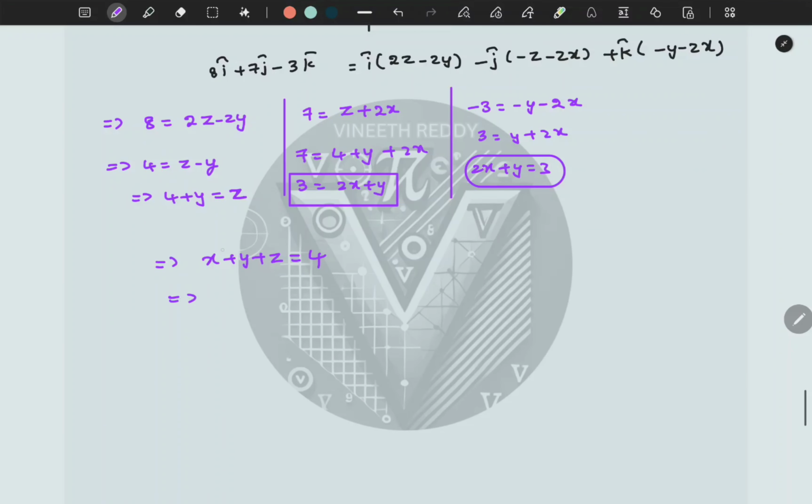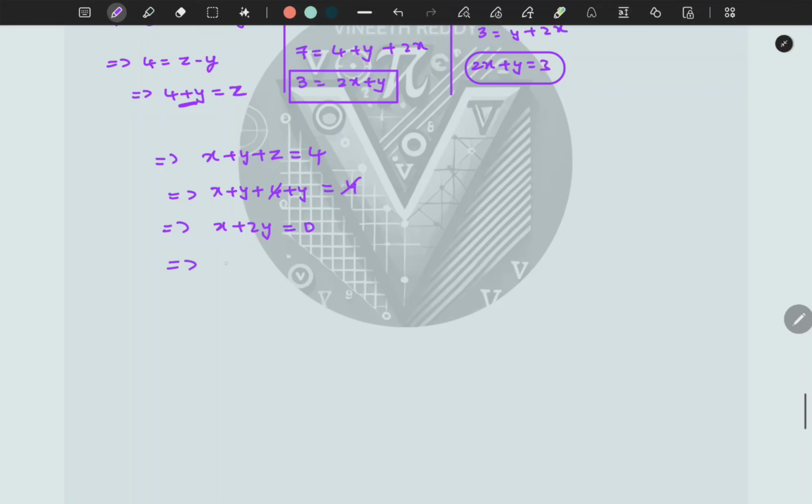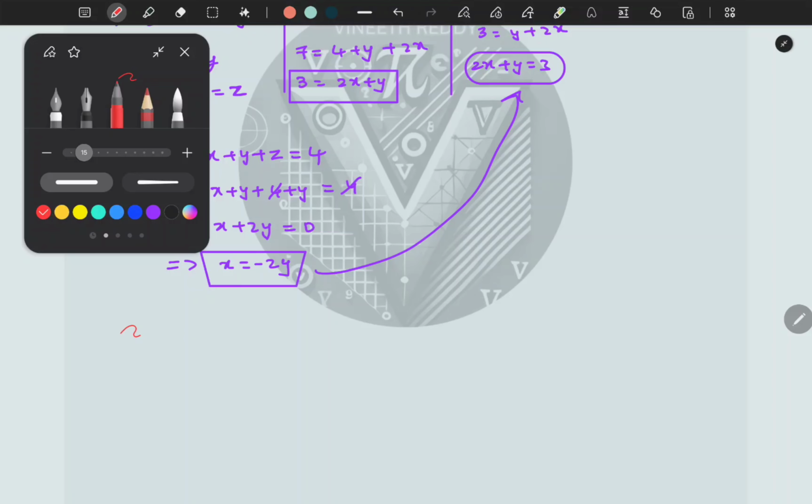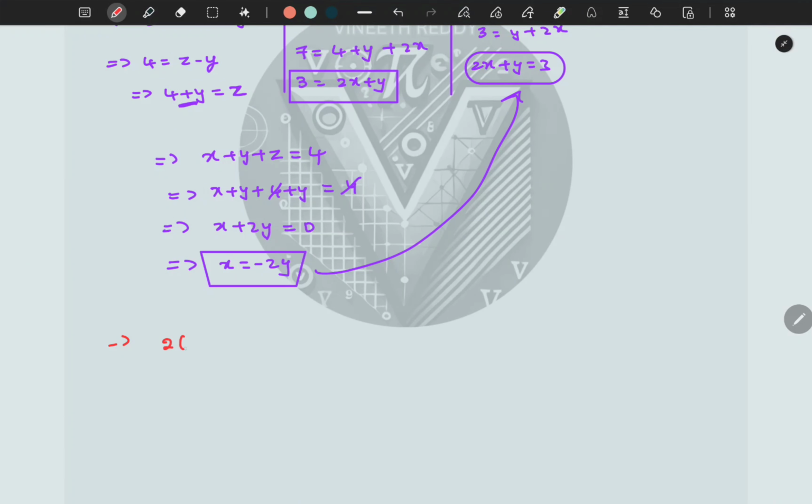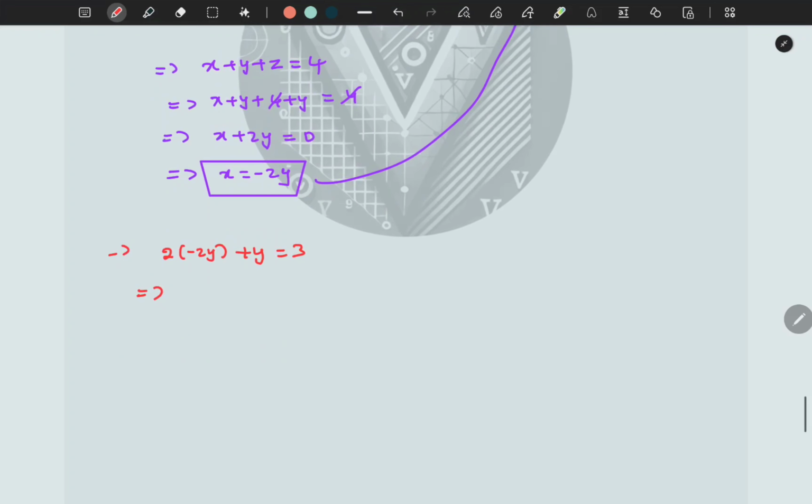So we will do one thing. We will say z is nothing but 4 plus y, right? So we will replace that here. So I think x plus 2y is equal to 0 and x is equal to minus 2y. Let us substitute that in this equation. So ultimately we get 2 into minus 2y plus y is equal to 3, minus 4y plus y is minus 3y. That means y is equal to minus 1.